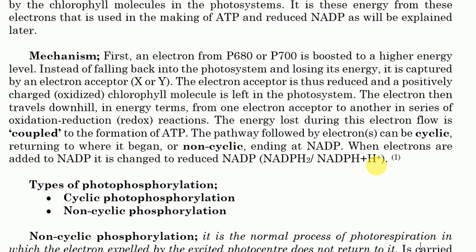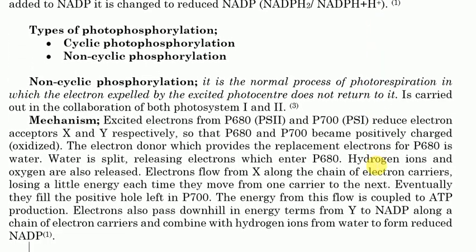that is what we call cyclic. So the pathway followed by electrons can be cyclic, returning to where it began, or non-cyclic, ending at NADP. When the electrons turn back to the original position, that is what we call cyclic photophosphorylation. And if the electrons don't turn back to the original position, that is what we call non-cyclic photophosphorylation. So we are starting with non-cyclic because cyclic is simply a part of non-cyclic.